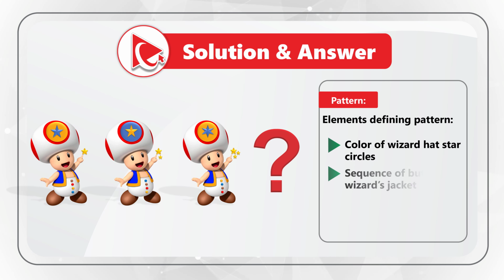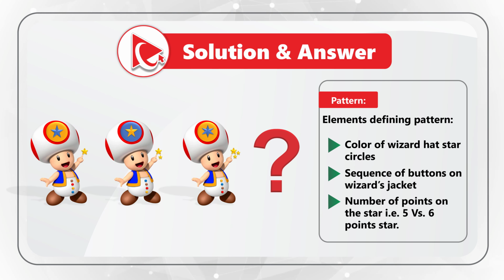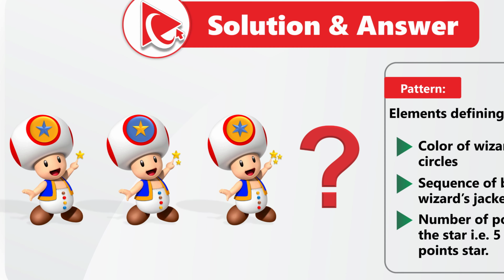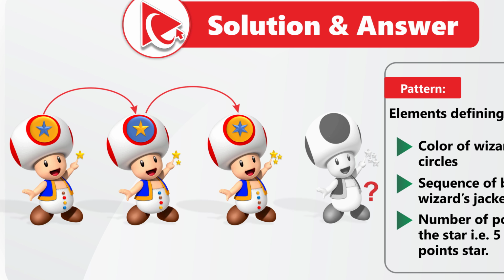Even though all wizards might look the same, if you look closely, you will see 3 pattern-defining elements. The first one is the color of the wizard's head star circles. You see that the color of the circle goes from yellow to blue, then to yellow, which means that the next one in the pattern should be blue.